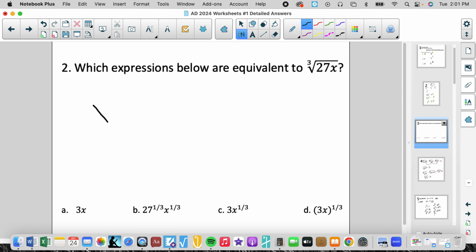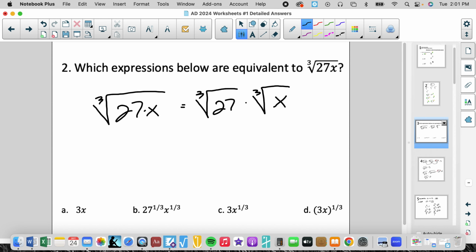Well, if I'm going to simplify this, I know that I can separate things in radicals when they're being multiplied or divided. Those are separable. If things are being added and subtracted in radicals, we cannot separate them. But we can separate this to the cube root of 27 times the cube root of x. So we know the cube root of 27 is 3. We should know that because 3 times 3 times 3 gives me 27. And the cube root of x cannot be simplified.